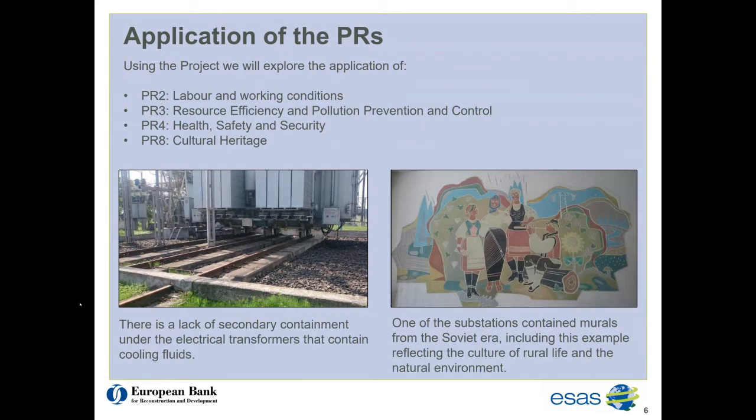So using the project, we will explore the application of PR 2, 3, 4 and 8. And there are a couple of photos here provided. The first reflects a lack of secondary containment under the electrical transformers that contain cooling fluids. And these cooling fluids in turn contained polychlorinated biphenyl, which is a persistent organic pollutant. And on the right is an example of one of the murals or pictures from the Soviet era. And this specific example reflects the culture of rural life and the natural environment.